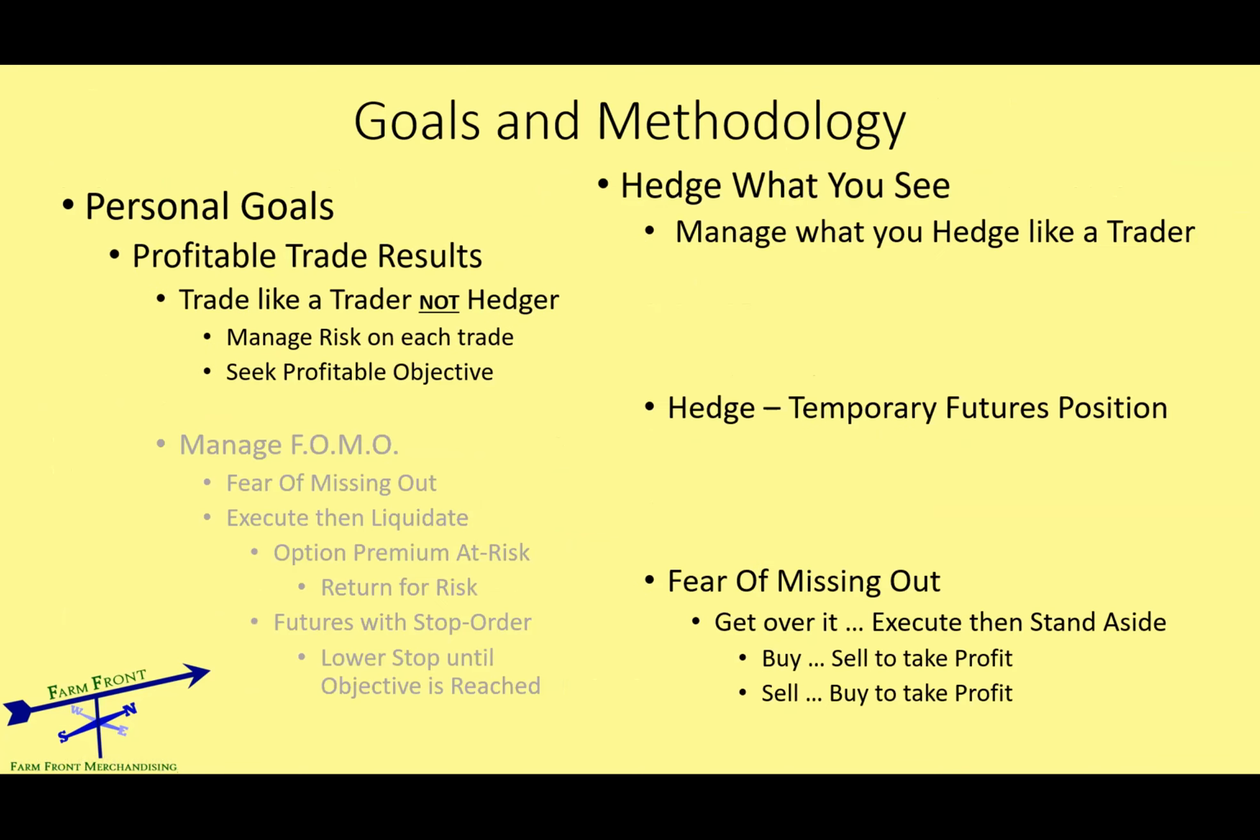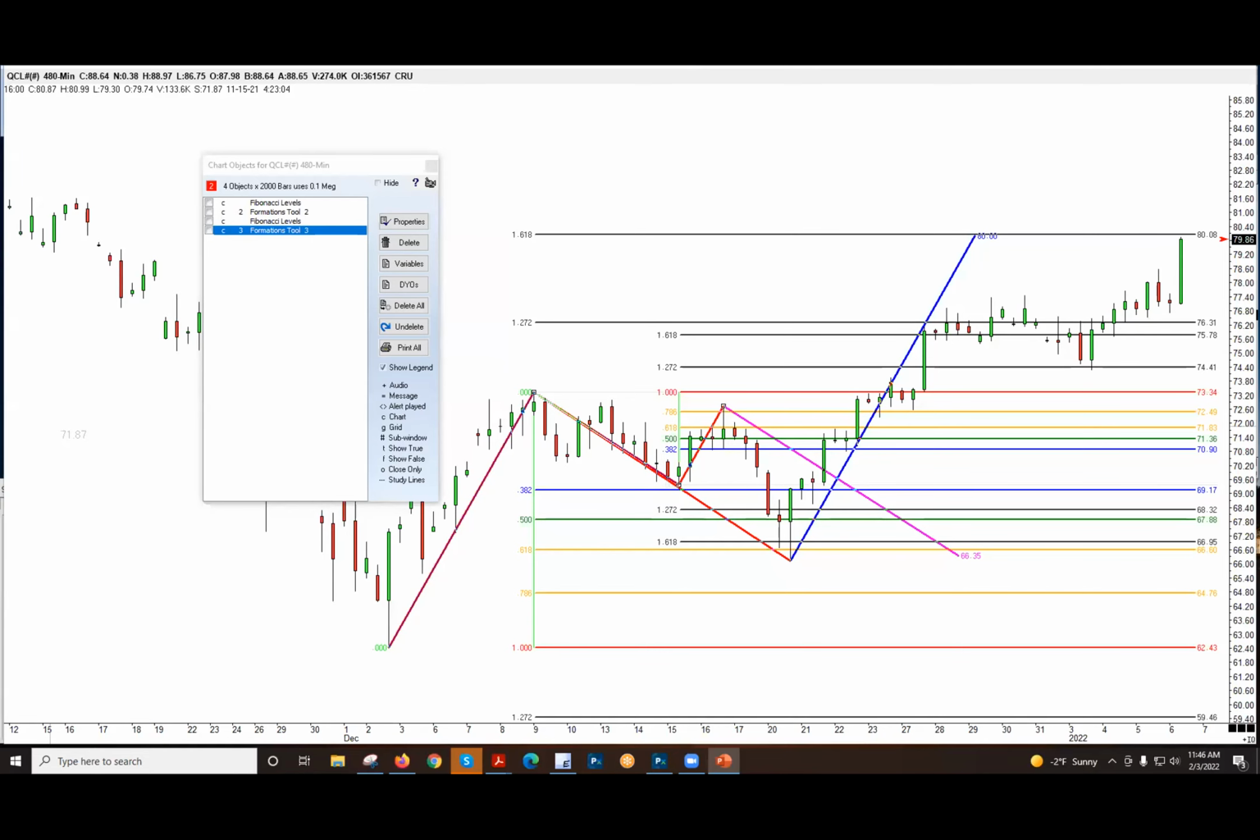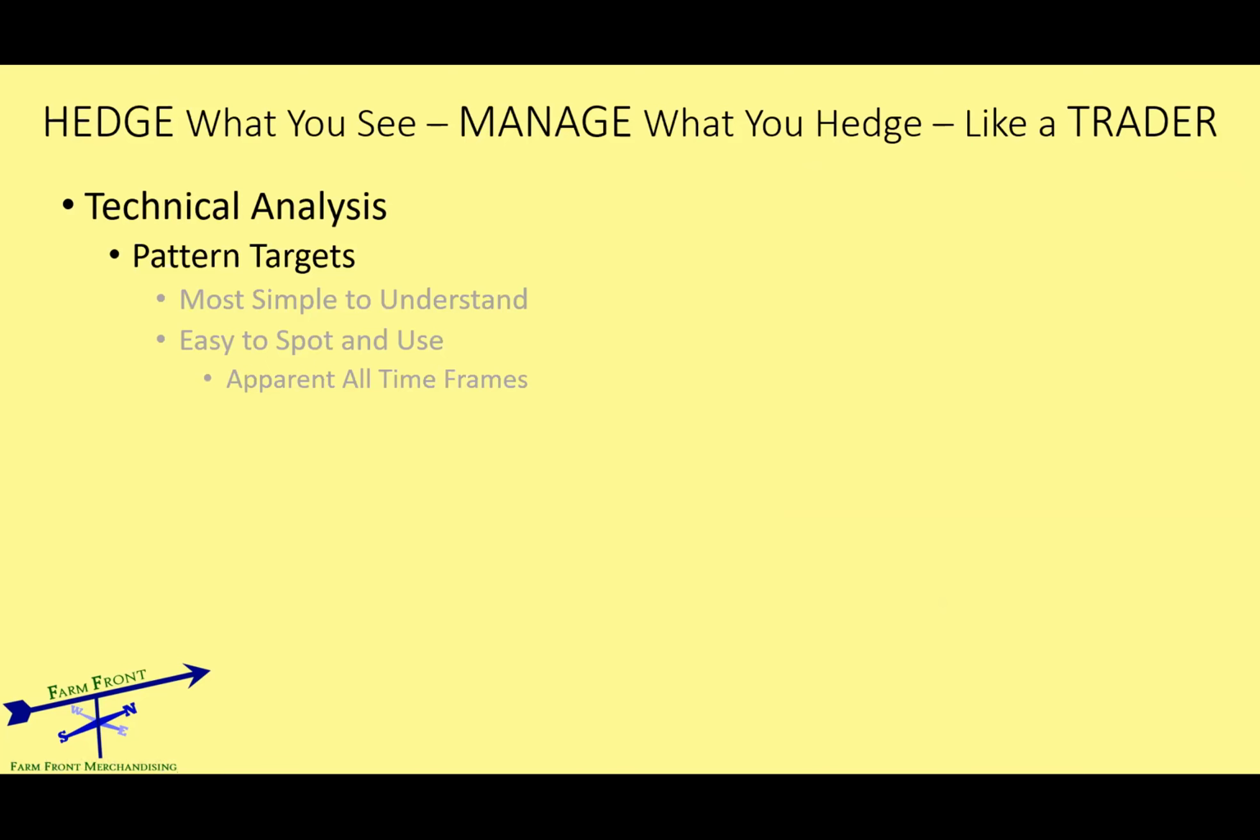I need to get out of this, and I need to just flip to where I want to get to next. Okay, and here's where I want to get to next. So when we're talking about pattern targets and trading a pattern, what we're going to look at is AB equals CD. And those are the dots on the chart. It's just that we don't have any chart filling in those dots yet.